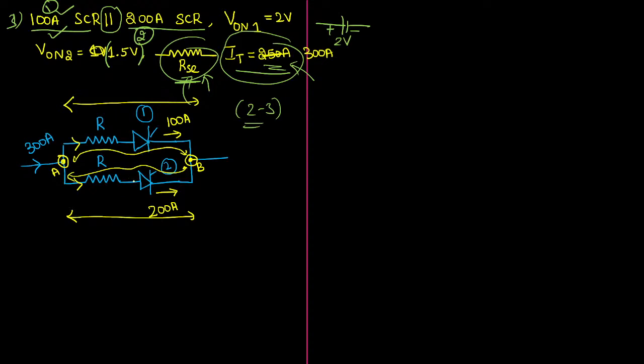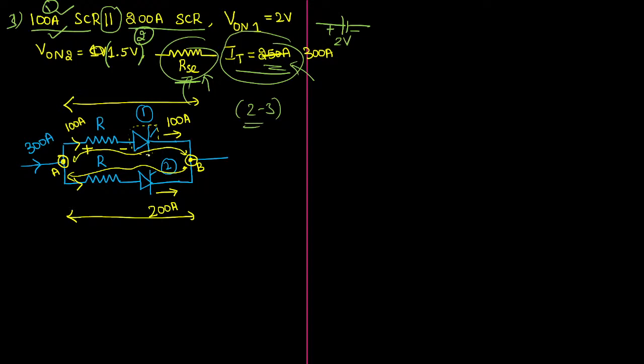So let us keep our attention on the first SCR. See, current injected through the first SCR is 100 ampere. Out of 300 ampere, they told that 100 ampere can flow through the first circuit and 200 ampere through the second circuit. Tell me what is the voltage drop across this resistor? Current entering point here is plus, leaving point is minus, and the voltage drop across this resistor will become 100 into R.